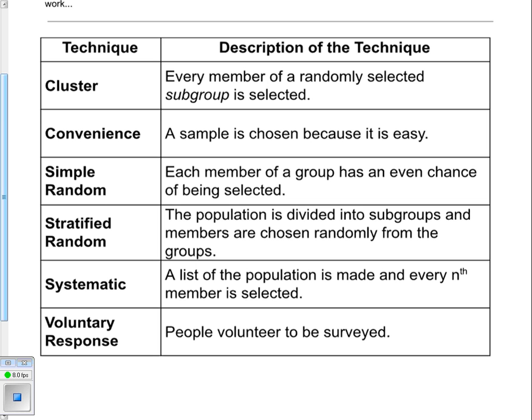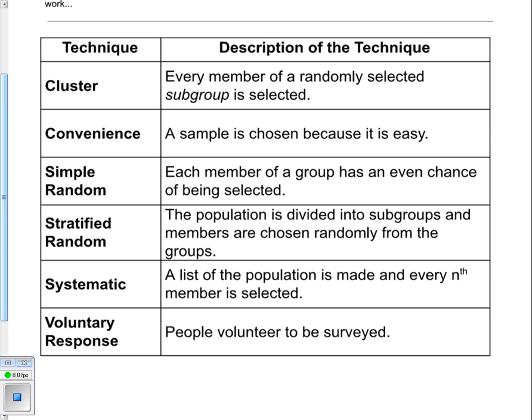Stratified random is where you divide your total population into subgroups. So again, let's say you want to sample the school. You could divide them into subgroups of homeroom classes, and then you randomly choose 3 people from each of those subgroups to fill out your survey. You don't know why they were selected or how they were selected. It's just 3 people in every single homeroom who have to do your survey.